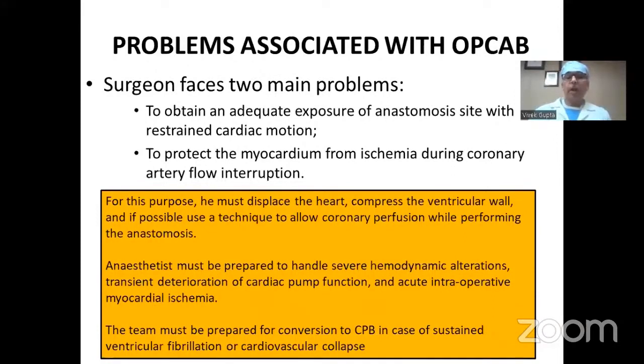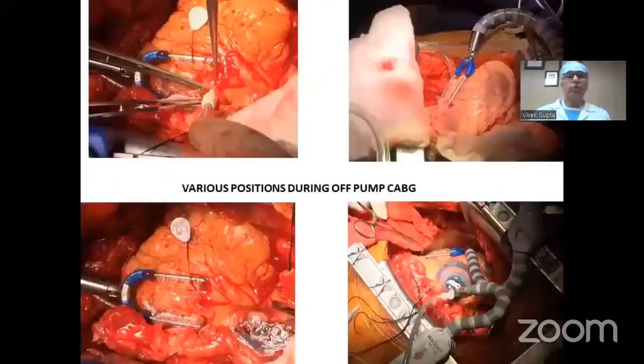We must be prepared for any severe hemodynamic alteration, transient deterioration in the cardiac pump function, or acute intraoperative myocardial ischemia. So hemodynamic management is very, very important during this time while they are positioning, and there should be good communication between the surgeon and anesthesiologist. And if at any time the patient has deteriorated, with ventricular fibrillation or cardiovascular collapse, and the patient is unresponsive to quick shock and treatment, then it should be converted to cardiopulmonary bypass.